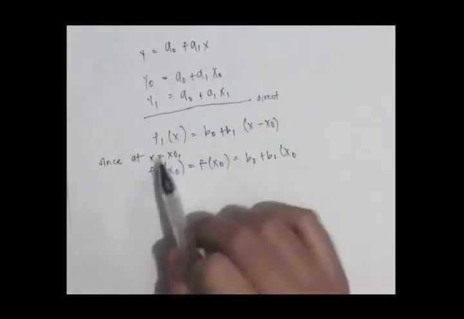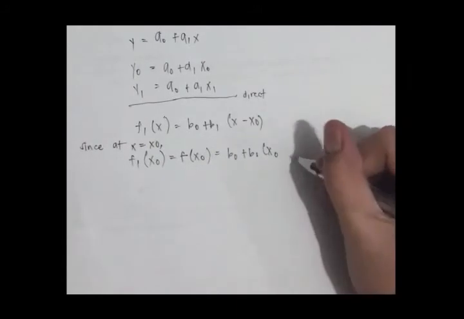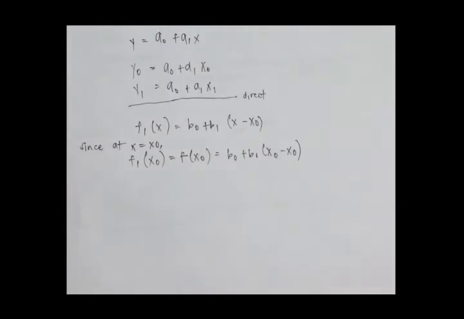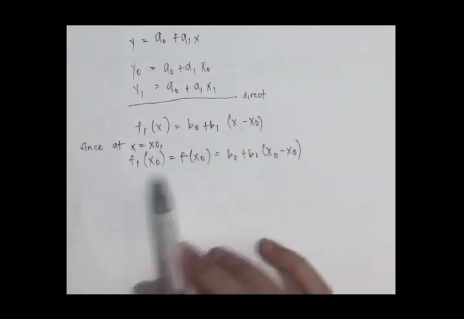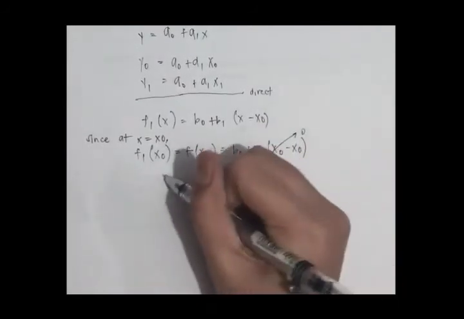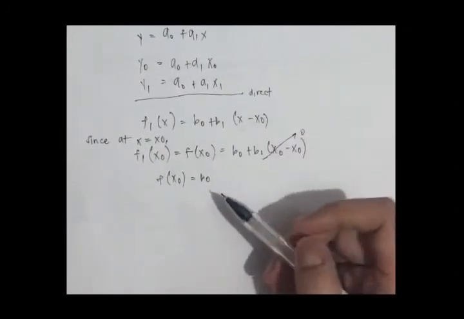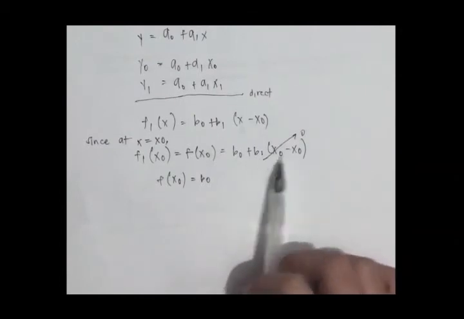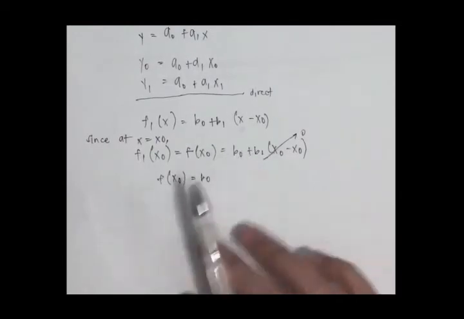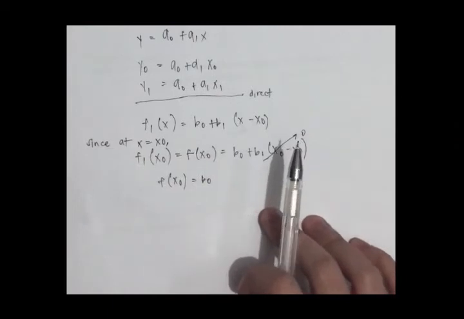X sub 0, kasi nga papalitan natin, di ba x yan? Papalitan natin x sub 0 yan. Minus x sub 0. Sinubstitute ko lang yung value ng x is equals to x sub 0 dito. So, we will get, since this will be cancelled, 0, f of x sub 0 will be equal to b sub 0. Kasi this b sub 1, x0 minus x0, will be equal to 0 na. So, cancel na sila.